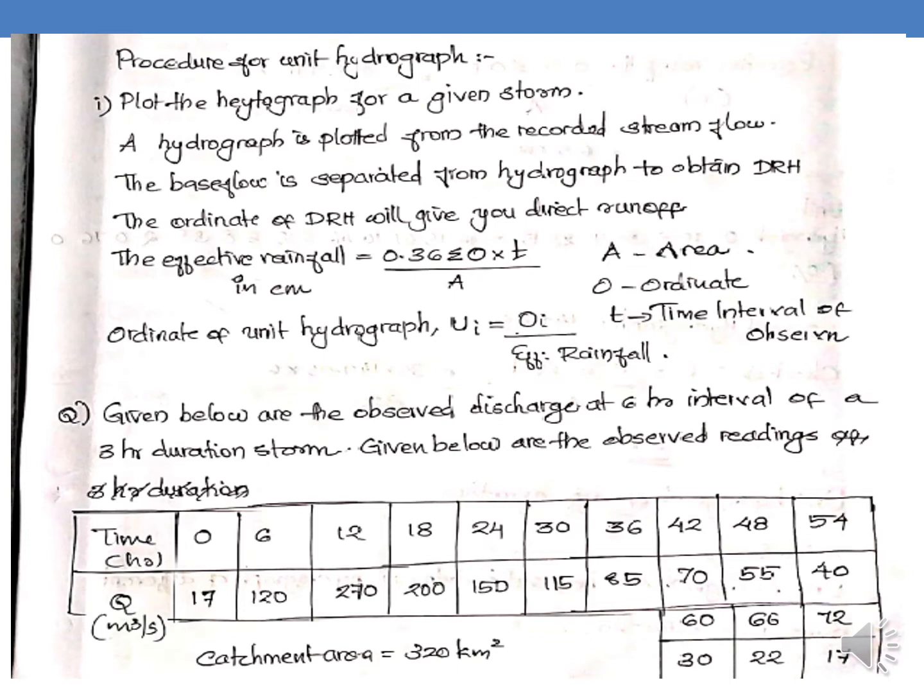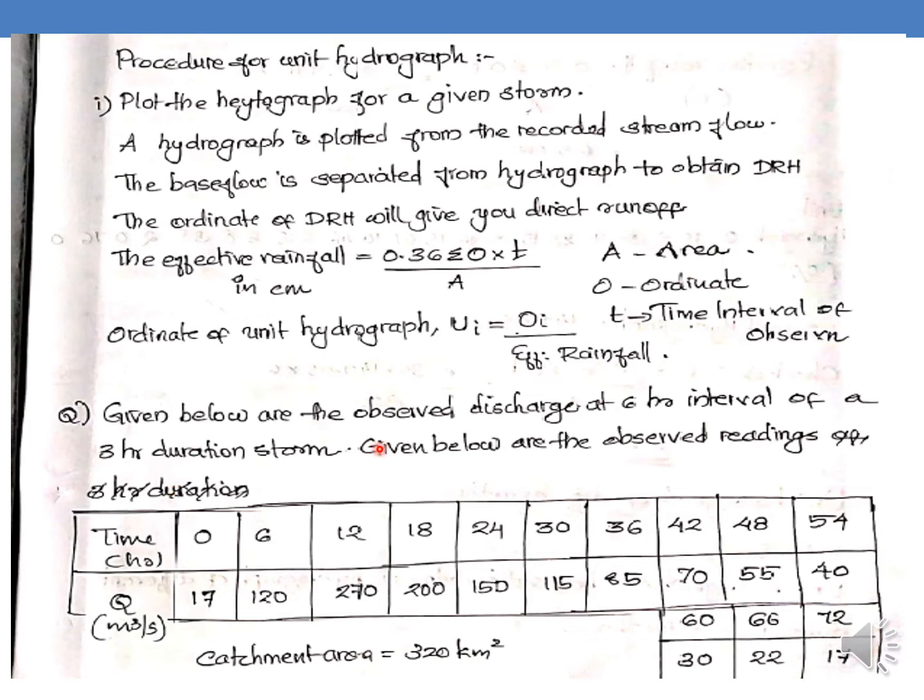So we'll do one problem, then it will be more clear for you. Plot the hydrograph for a given storm. A hydrograph is plotted from the recorded storm flow. The base flow is separated from the hydrograph to obtain the DRH. The ordinates of the DRH will give you direct runoff. In the previous question, the rainfall was given. If the rainfall is not given, you can use this formula to find it: effective rainfall is equal to 0.36 sigma O into T by A. This is the formula used to find the rainfall if it is not given.